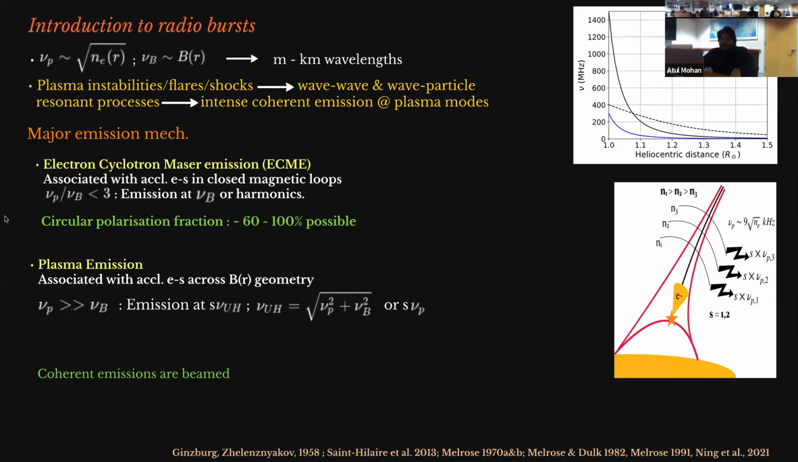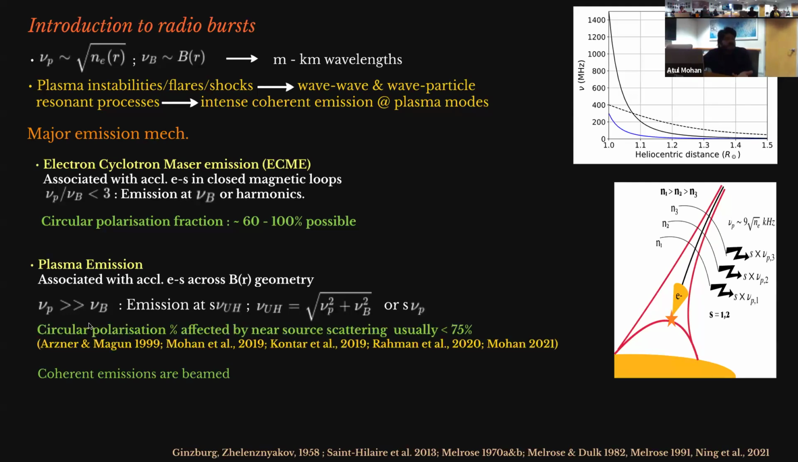So how would you separate these two emissions? It's primarily based on polarization. The electron cyclotron maser emission is usually a very highly polarized emission, which can reach close to even 100%. But from extensive solar observations, we know that the plasma frequency emission is affected by near-source scatterings, because there are a lot of density fluctuations in these regions, which will also cause fluctuations in the local plasma frequency as well, right? Which will cause some sort of depolarization in the emission. So you don't usually reach very high polarizations in those cases, at least in the sun.